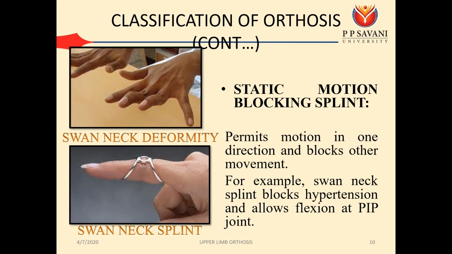Second, static motion blocking splint. It permits motion in one direction and blocks other movement. So if you can see the swan neck deformity, you already know what swan neck deformity is, that is hyperextension of the PIP and flexion of the DIP. So for swan neck, the splint blocks the hyperextension and allows flexion at the PIP joint. So it will not allow hyperextension. See, it will block hyperextension here, but it will allow flexion.